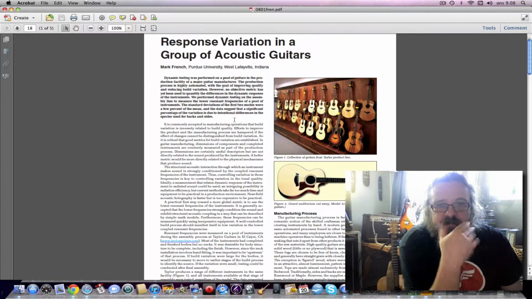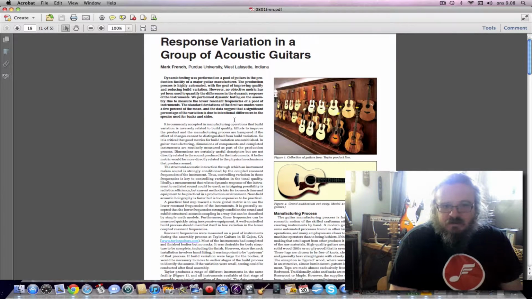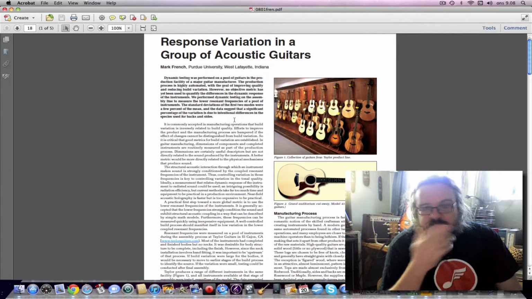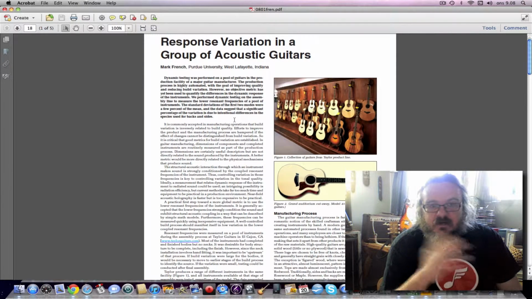We performed dynamic testing on the assembly line to measure the lower resonant frequencies of a pool of instruments. Standard deviations of the first two modes were a few percent of the mean, and the data suggests that a significant percentage of the variation is due to intentional differences in species used for backs and sides. Right, okay. People who are familiar with the acoustics of guitars, that will make sense; to others, not.